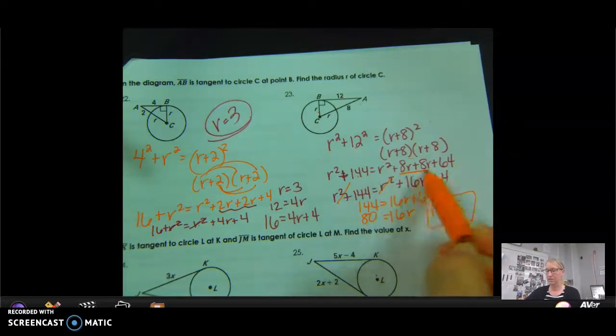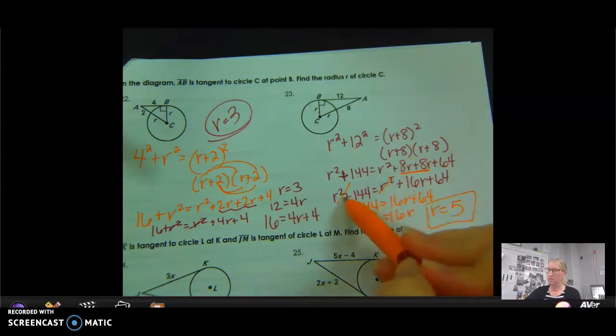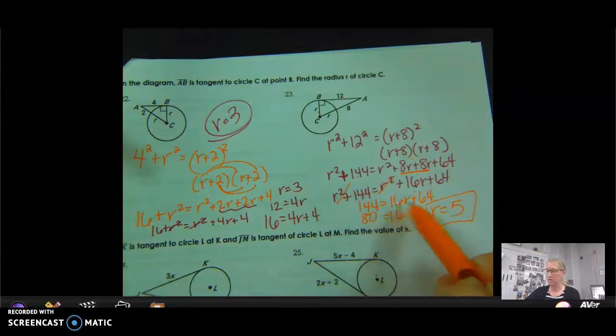Combine your middle like terms. It gives me 16r. Okay. I'm going to subtract r squared from both sides, so that actually cancels out those r squares. I'm left with 144 equals 16r plus 64. I'm going to subtract 64 from both sides, and I get 80 equals 16r. Divide by 16, and I get r equals 5.